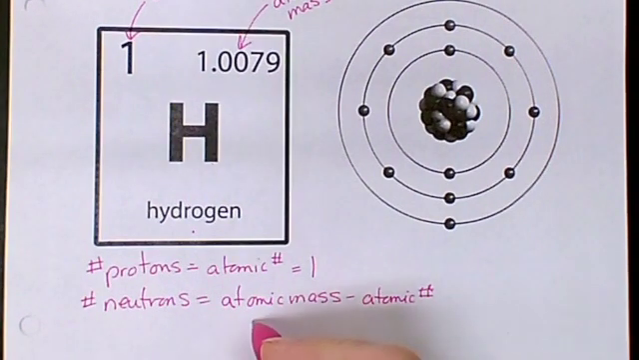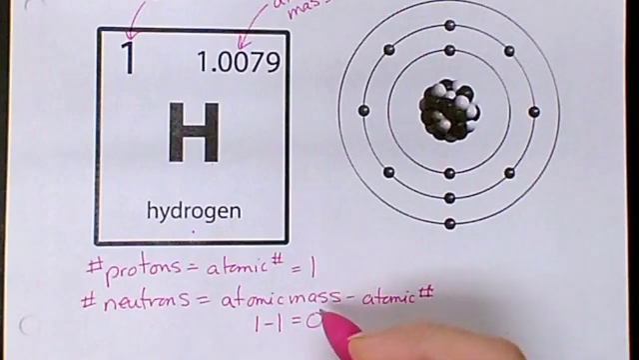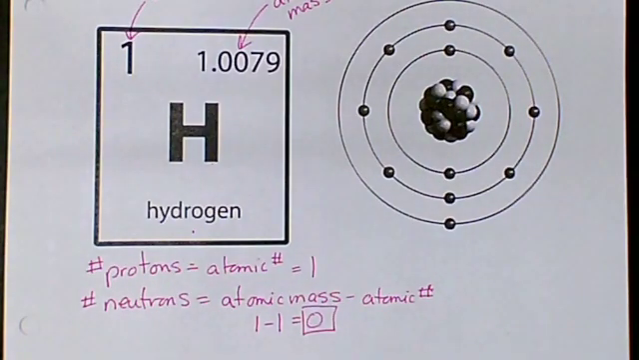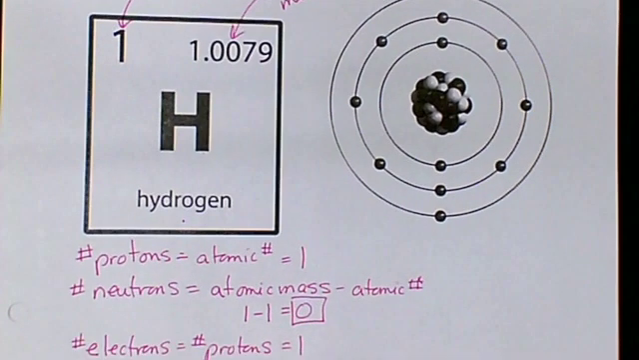And so in this case, it's 1 minus 1, so it is 0. There are 0 neutrons for hydrogen. And then the number of electrons equals the number of protons, so that is 1. Okay?